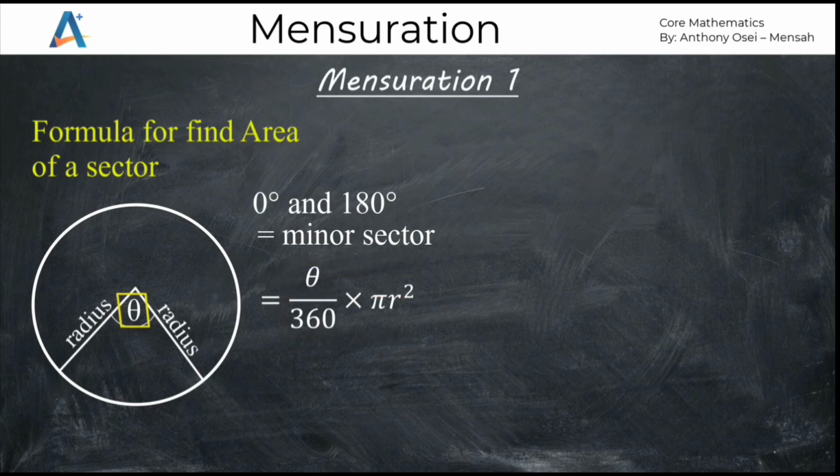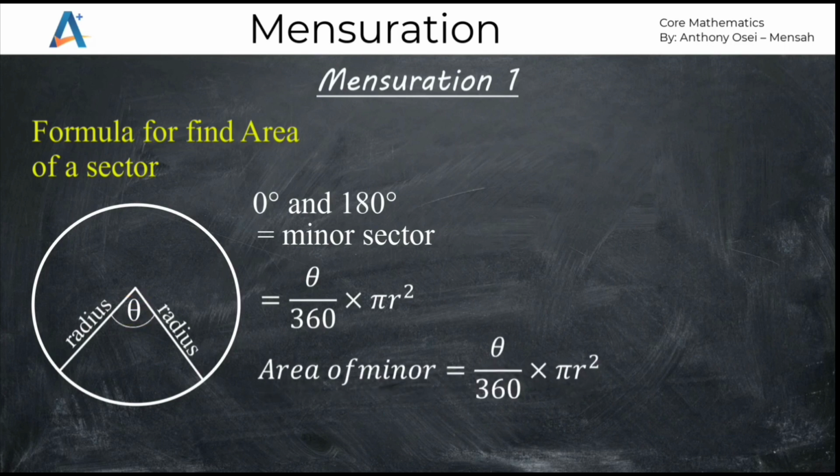Because this theta is a minor sector's angle, or the minor angle, then this formula becomes the area to find the minor sector. So area of a minor sector is giving us the angle at the center, which is theta, divided by 360 degrees times pi r squared. That is times the area of a circle. So theta over 360 times pi r squared is what we call area of a minor sector.